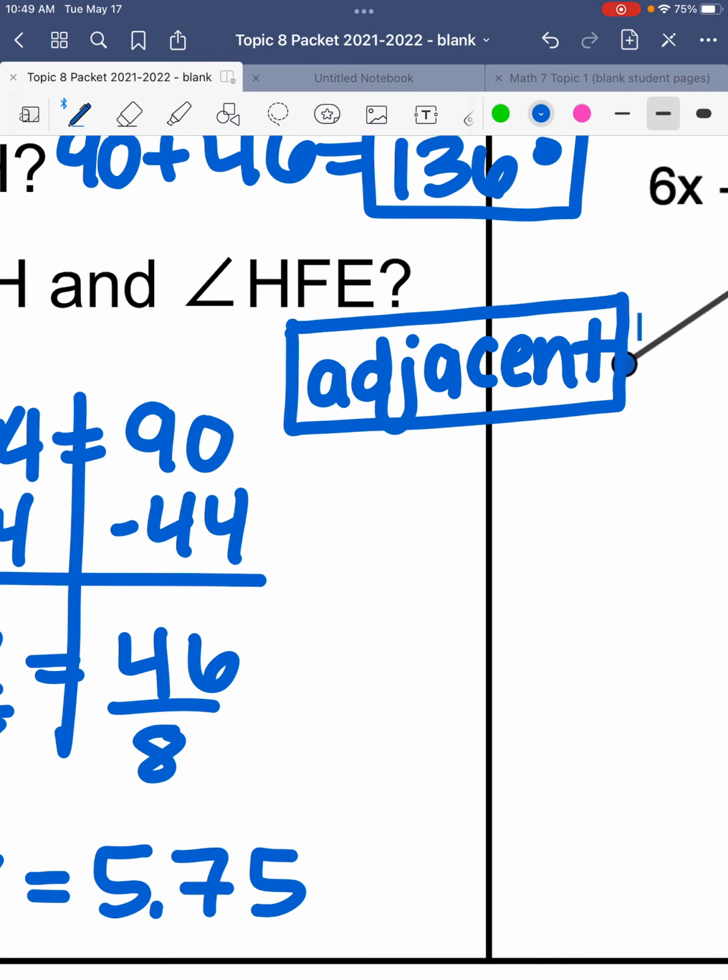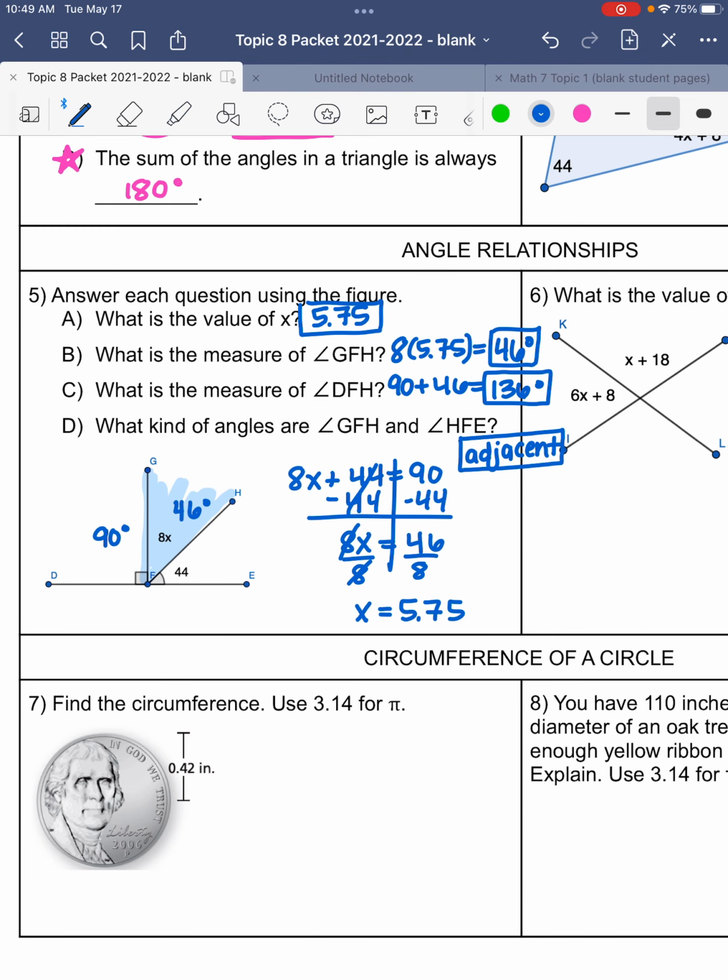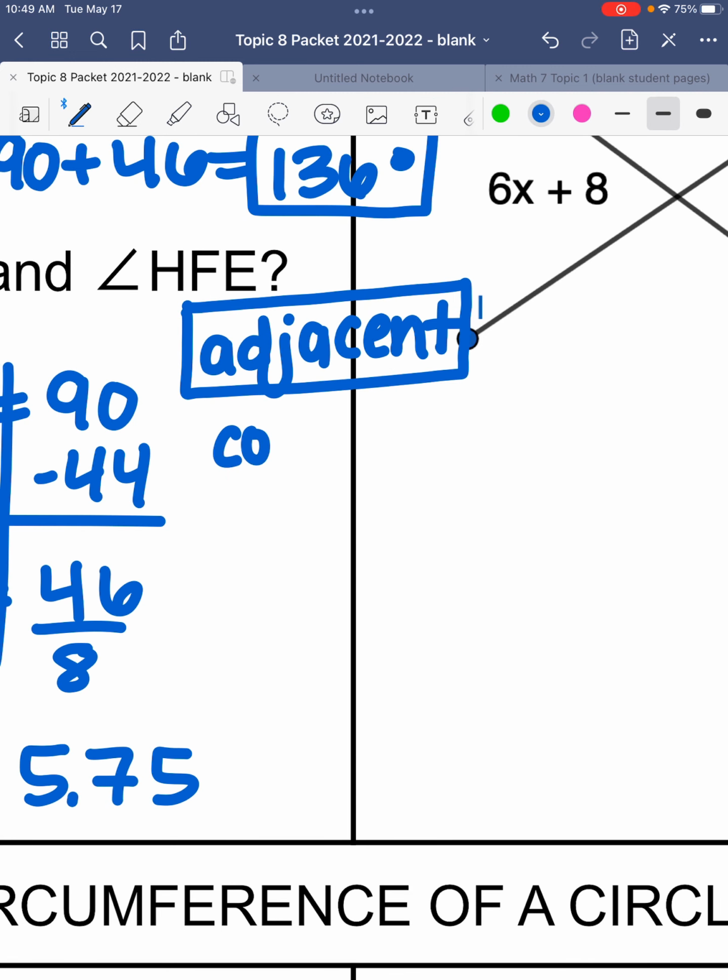Okay? Now also, a lot of people have been trying to say today that they are right angles. And together, they make a right angle. That means that together, they add up to 90 degrees. What do we call that? We call that complementary. So I'm just going to abbreviate that as comp. Complementary angles add up to 90 degrees.